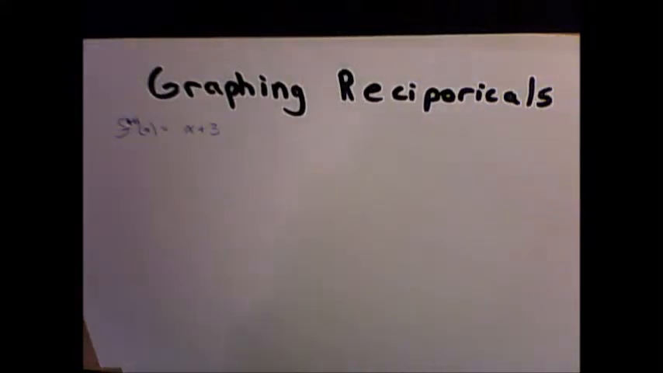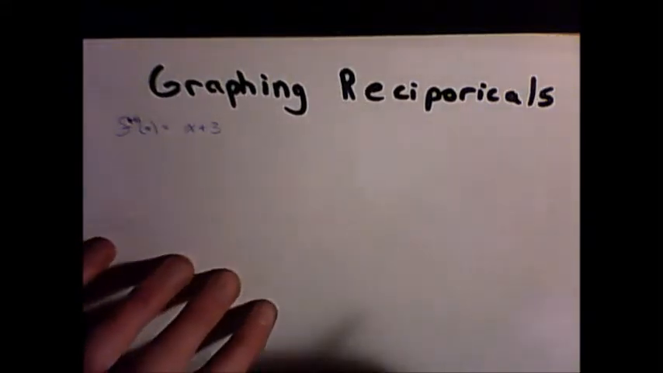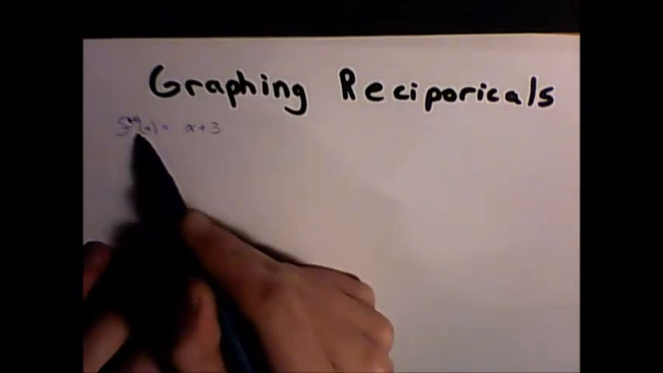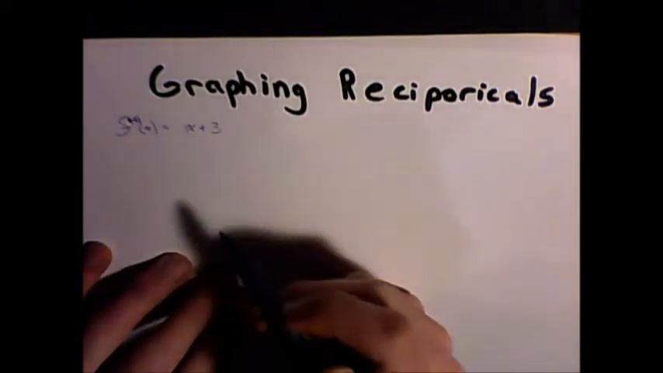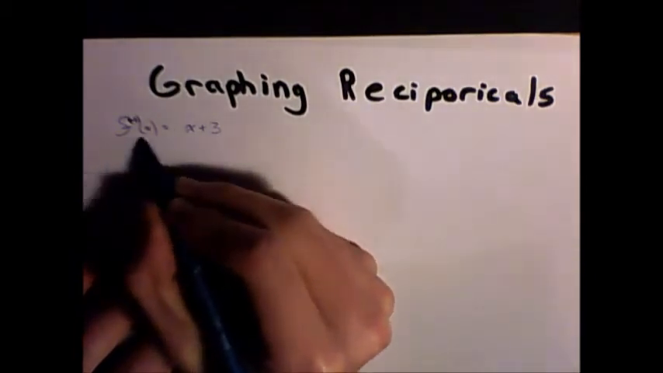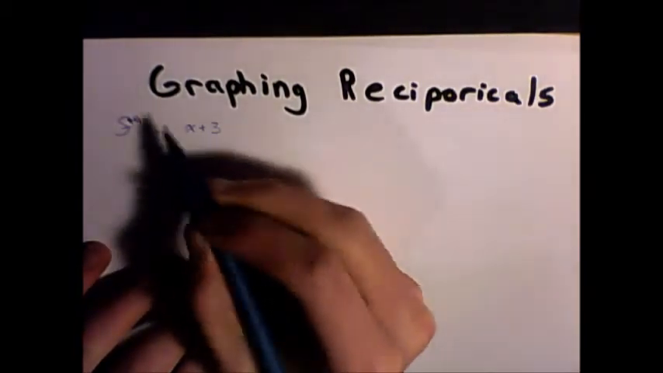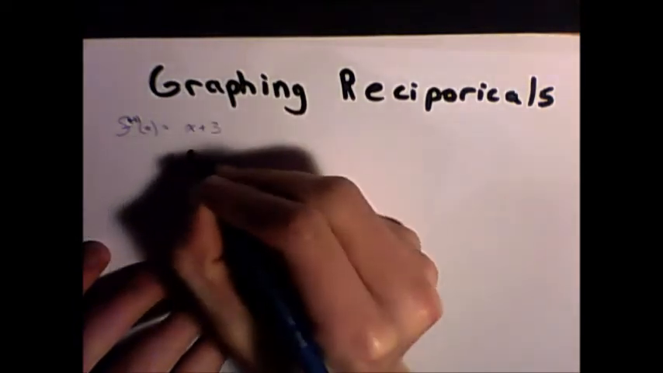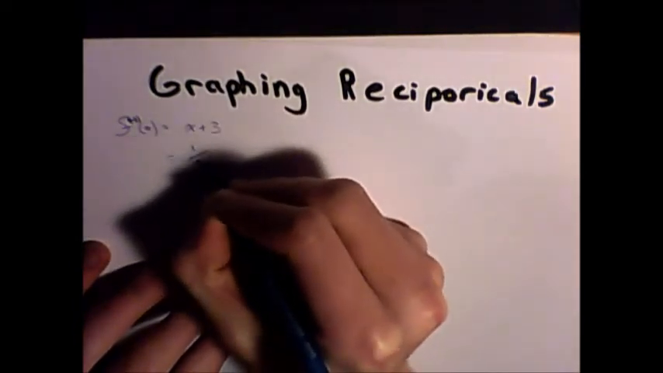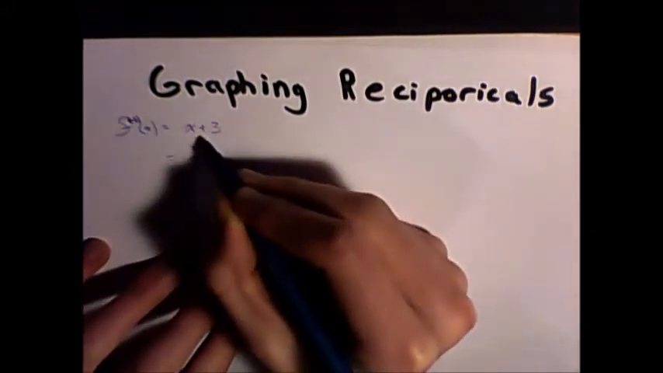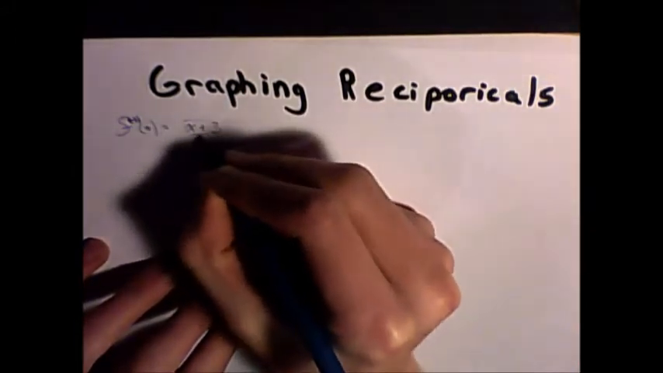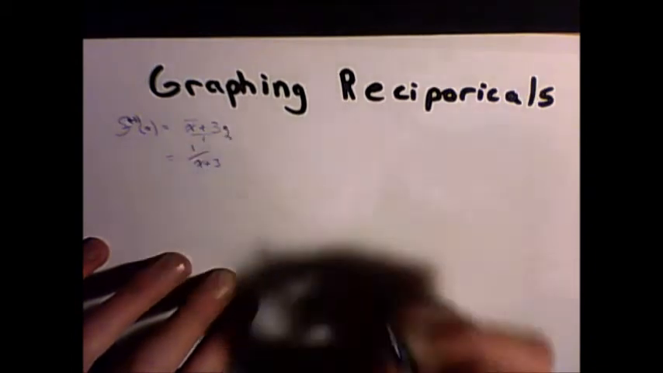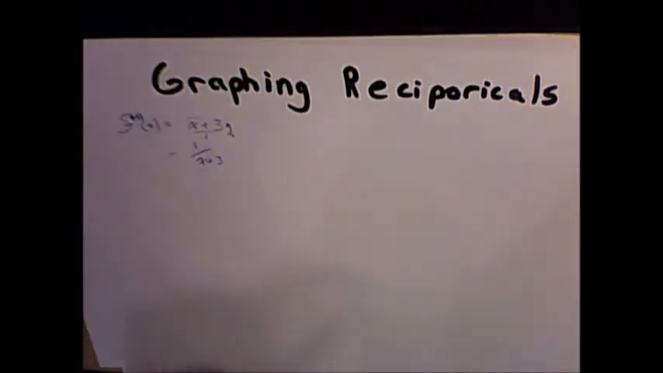Okay, so graphing reciprocals. Let's say we're given something that looks like this: f to the exponent of -1 of x equals x plus 3. Although this looks confusing, it just means make the reciprocal of x plus 3, which we all know is 1 over x plus 3. Normally this is over 1, so we simply flip these two, and we're given 1 over x plus 3, and that's our reciprocal.